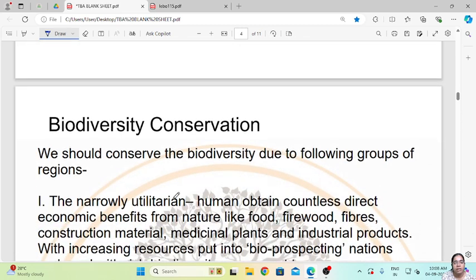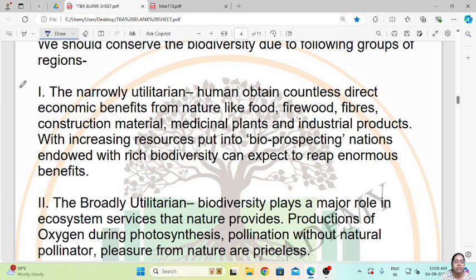Then biodiversity conservation. We should conserve the biodiversity due to the following group of reasons: the narrowly utilitarian. Humans obtain countless direct economic benefits from nature like wood, firewood, fibers, construction materials, medicinal plants, and industrial products. With increasing resources put into bioprospecting, nations endowed with rich biodiversity can expect to reap numerous benefits.